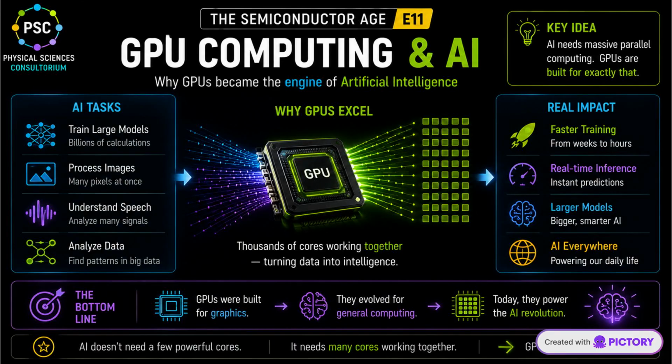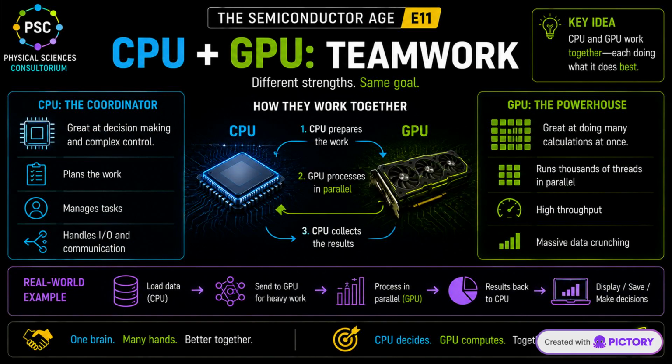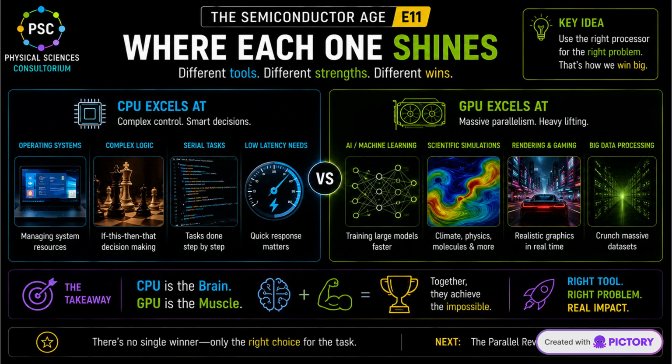Training modern AI models involves enormous numbers of matrix and vector operations, exactly the kind of parallel workload GPUs handle extremely well. The future isn't about choosing between the CPU and GPU. Modern systems use both. The CPU manages general purpose and sequential work, while the GPU accelerates highly parallel workloads. CPUs excel in operating systems, control logic, and complex sequential tasks. GPUs shine in graphics, simulations, scientific computing, machine learning, and other workloads where thousands of operations can run together.